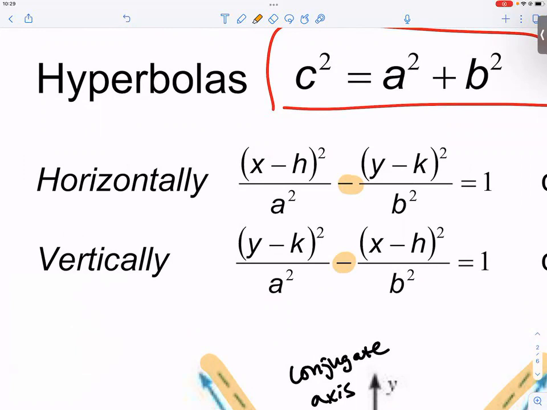And how can you tell a hyperbola that's being oriented horizontally? Yeah, the x goes up front. So if the x goes up front, horizontal. If the y goes up front, it's vertical.